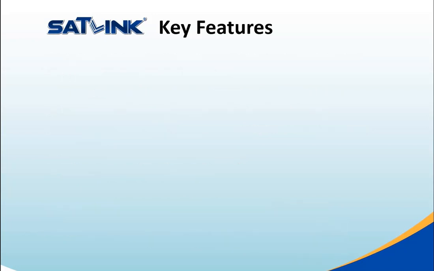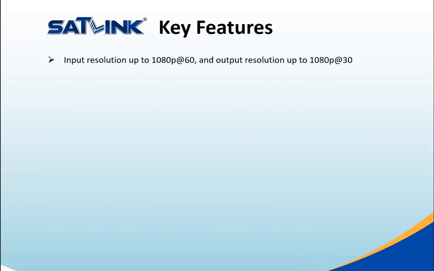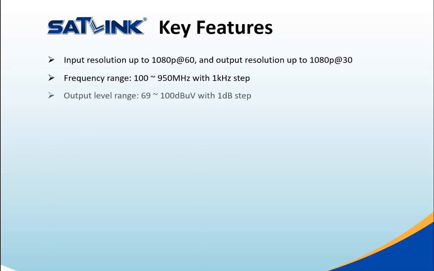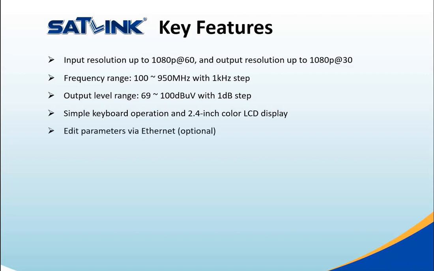SatLink key features: input resolution up to 1080p at 60 and output resolution up to 1080p at 30. Frequency range 100 to 950 MHz with 1 kHz step. Output level range 69 to 100 dBuV with 1 dB step. Simple keyboard operation and 2.4-inch color LCD display. Edit parameters via Ethernet, optional. Upgrade software by PC.